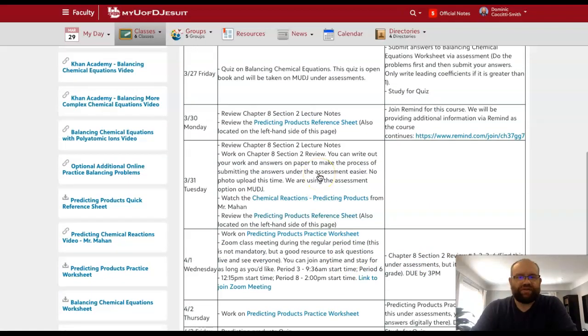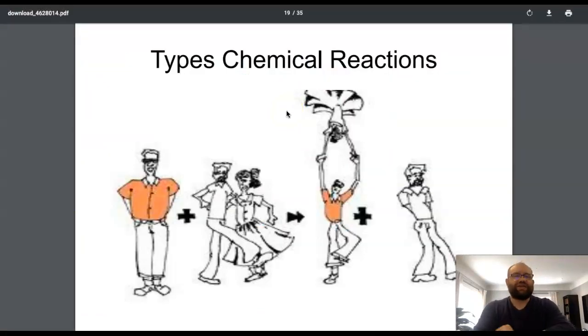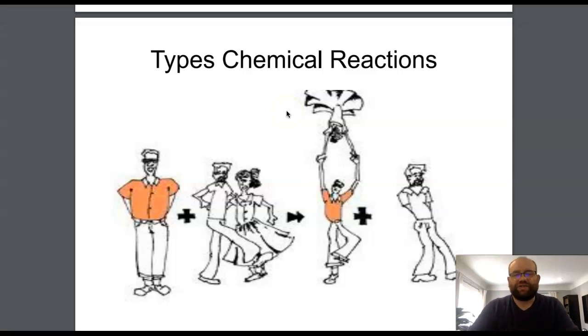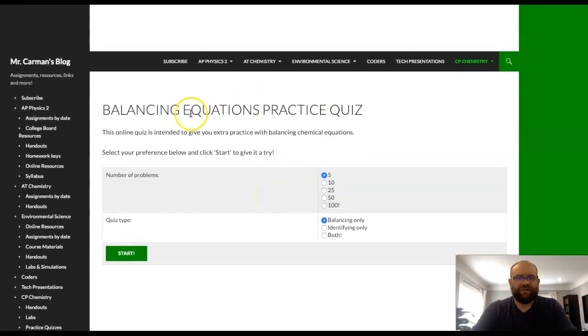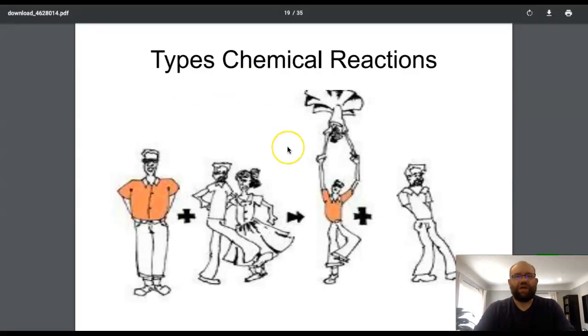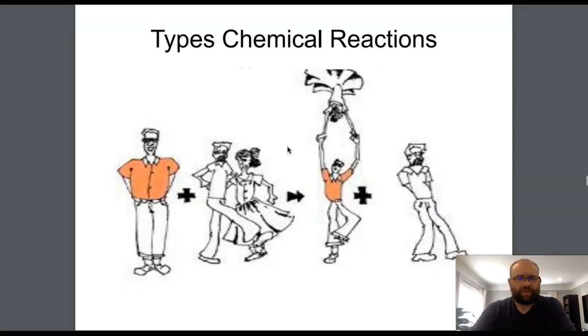So let's jump into the Chapter 8 lecture here. So the second section, along with balancing equations, is kind of the bulk of the chapter. So once you have down the balancing chemical equations, and if you want more practice, we've got this link on the side here that takes you over to Mr. Carmen's blog, where you can do some balancing equation practice if you want. So the balancing, along with Section 2, which is on types of chemical reactions, is the bulk of Chapter 8.